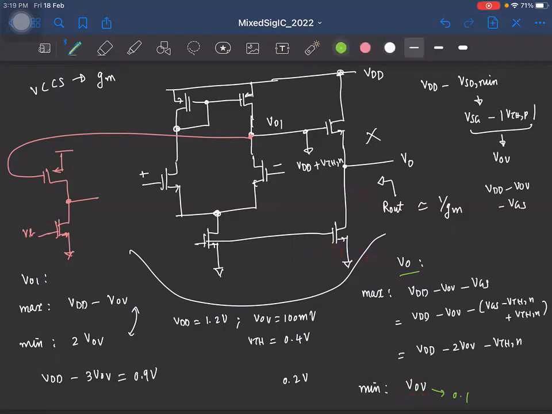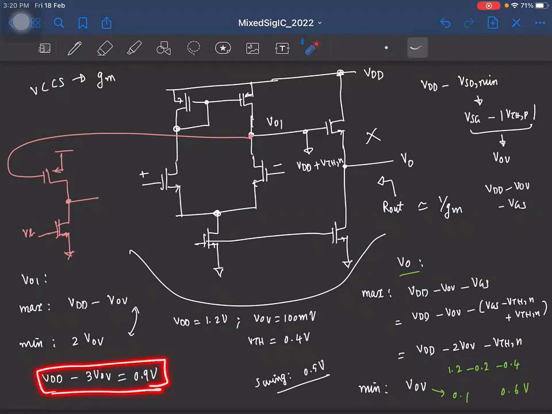So the maximum voltage here is this. And if you plug in the numbers, what do we get? It's around 1.2 minus 0.2 minus 0.4, that's around 0.6 volt. So the minimum to maximum is 0.1 to 0.6. So we essentially are limited to a swing of 0.5 volt. And this is again much smaller compared to the swing limit you get only with this section.